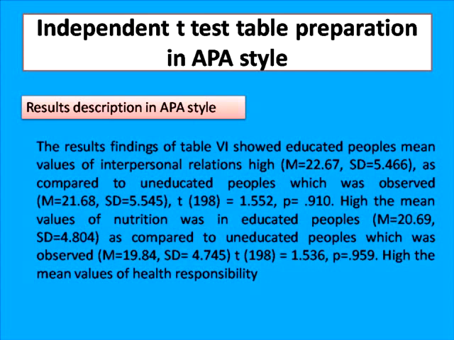They have a 2.461% difference, and here for nutrition, educated people have 20.69 and uneducated people 19.84, which means 21% higher nutrition values in educated people as compared to uneducated people.